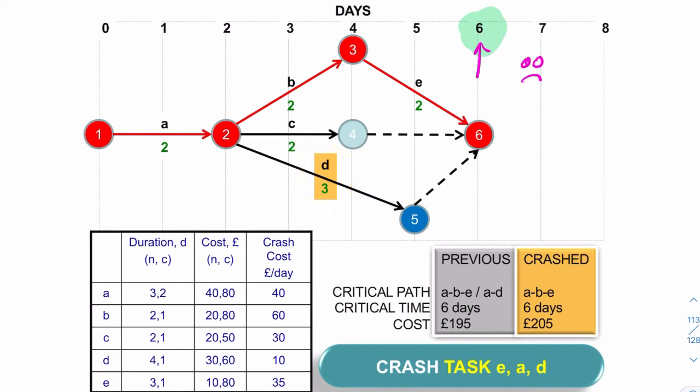And the reason is because there are two critical paths. We've got that critical path and that critical path. So A, B, E, and A, D. And now we've only reduced one of them. That hasn't affected the total project duration. So we still need to crash one more task. And that's either going to be B or E. And we'd look at which of these is cheaper to crash.